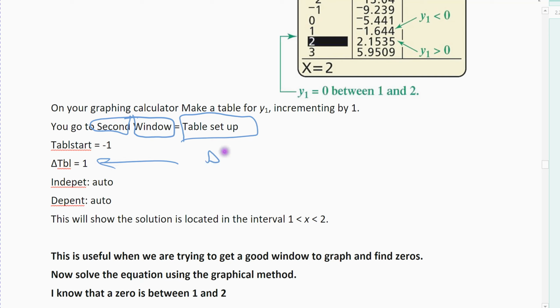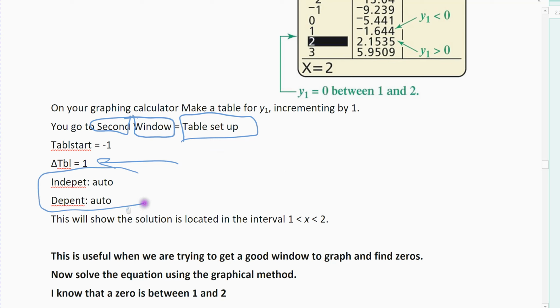You can change that to whatever you want. If you want to go up by 0.1 of a unit, it'll go by a tenth. So it'll show you every x value at a tenth. Or every x value you can go up by a half, 0.5. It'll go up by 1, 1.5, 2, 2.5, 3.5. Or you could change it to 5. Then it'll go by 5s. It'll go 5, 10, 15, 20. And it'll show the table at those values.